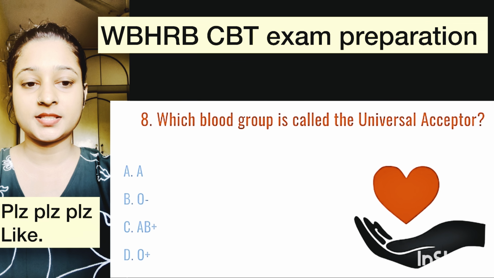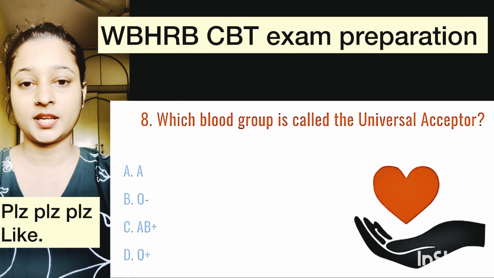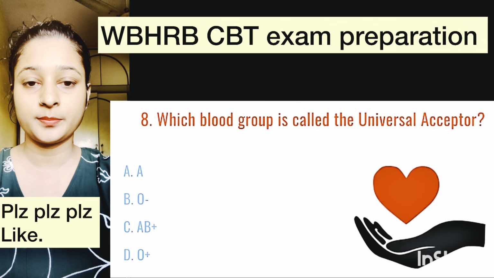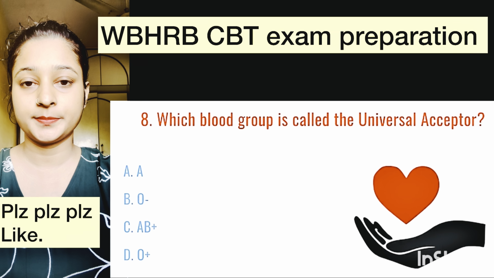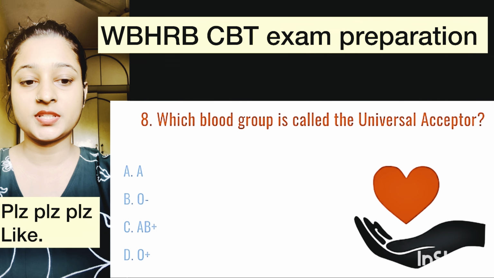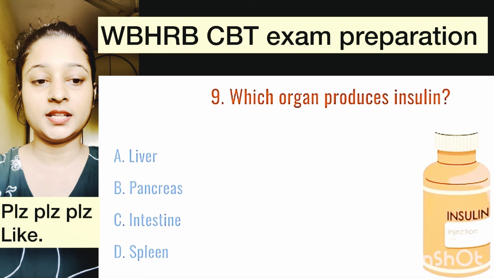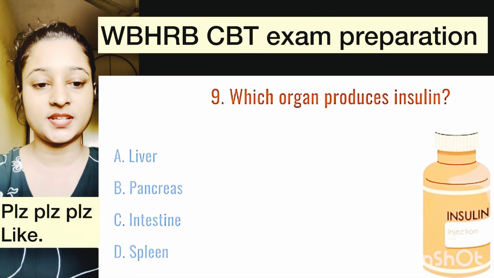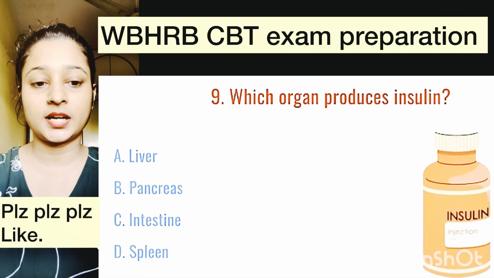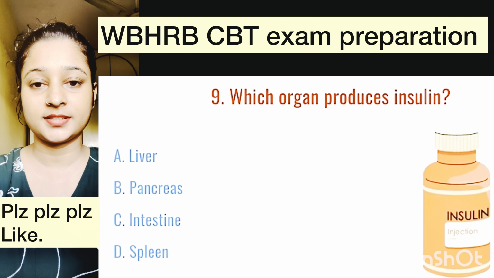Question number 8 is which blood group is called the universal acceptor? Option A is A, option B is O negative, option C is AB positive, option D is O positive. Here correct option is option C, AB positive. Question number 9 is which organ produce insulin? Option A is liver, option B is pancreas, option C is intestine and D is spleen. Here correct option is option B, pancreas.